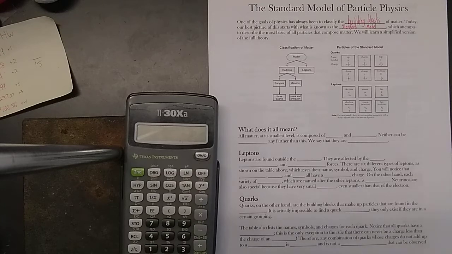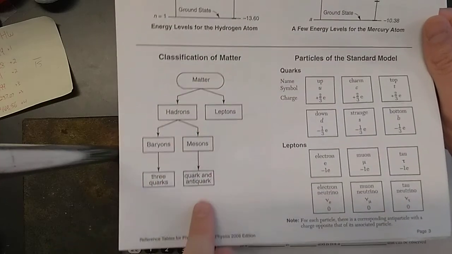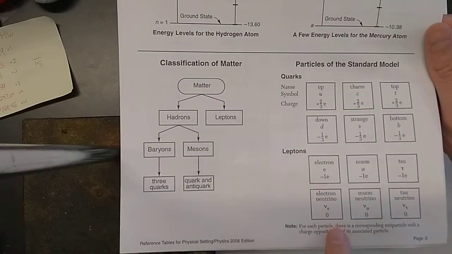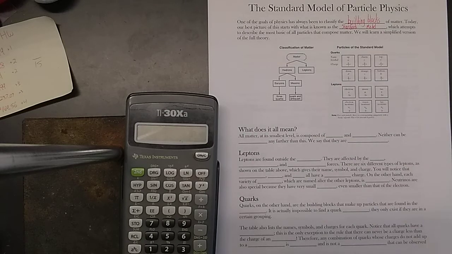You're going to need your reference tables for this. There are two charts on page 3 of your reference tables that are crucial for understanding the standard model. There's the classification of matter chart, and then there's the particles of the standard model over on the right-hand side. Here's what it means, and we have them repeated right here.